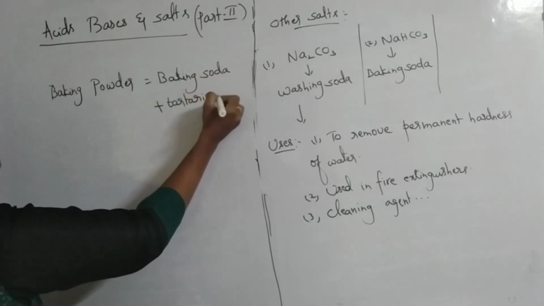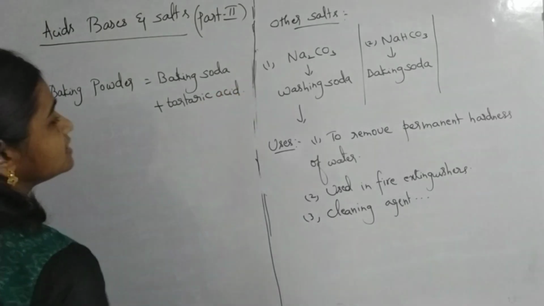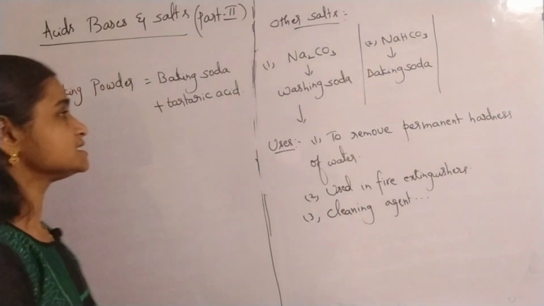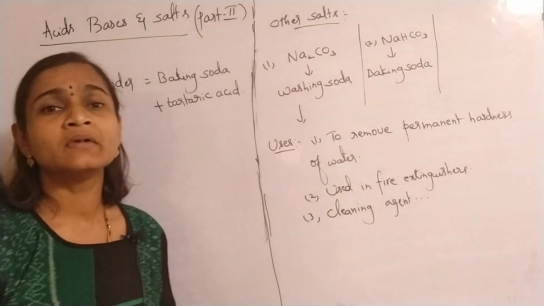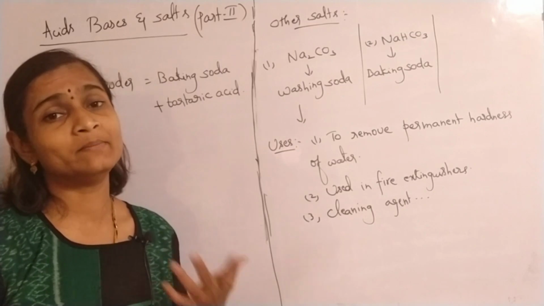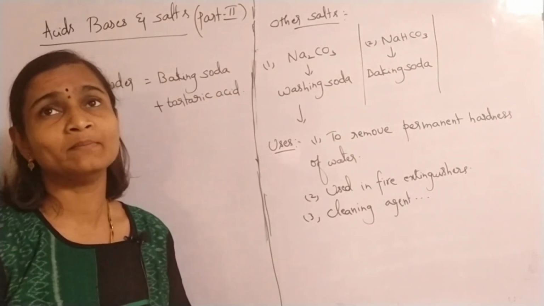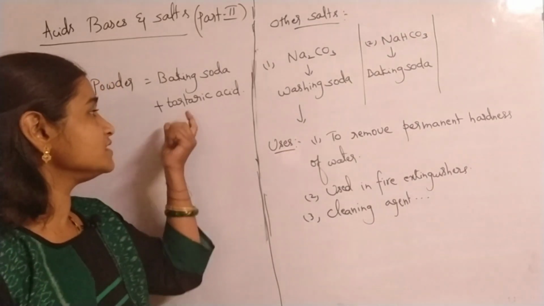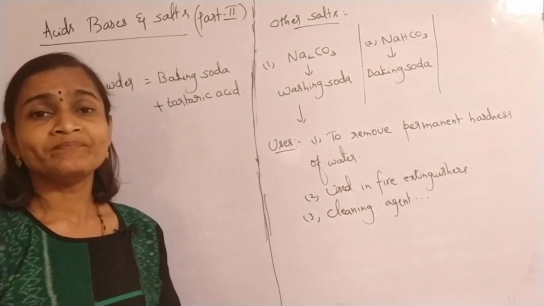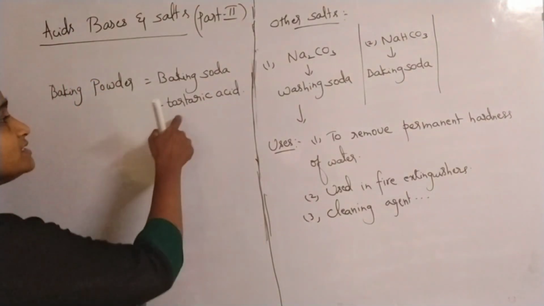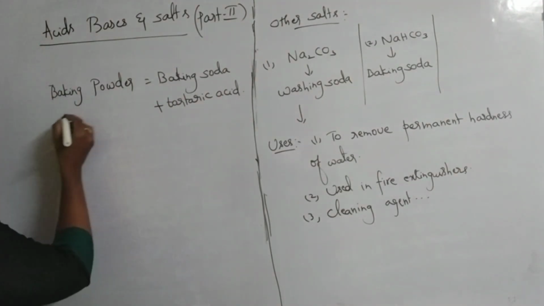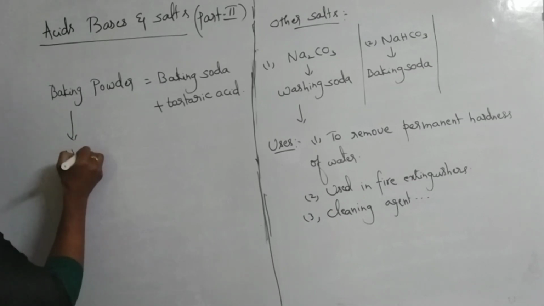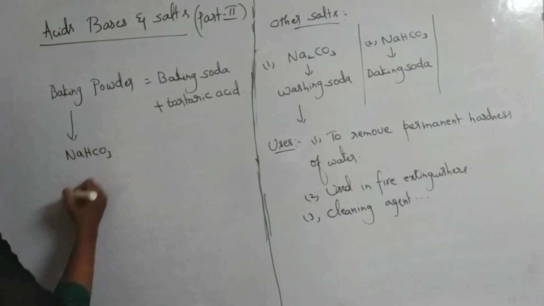Okay, now tartaric acid. So what is this tartaric acid? Where do you find this? This tartaric acid is generally the one which is obtained from tamarind pulp. Okay, so tartaric acid and baking soda together you call it as what? Baking powder. Okay, so baking soda is what? Sodium hydrogen carbonate, NaHCO3.